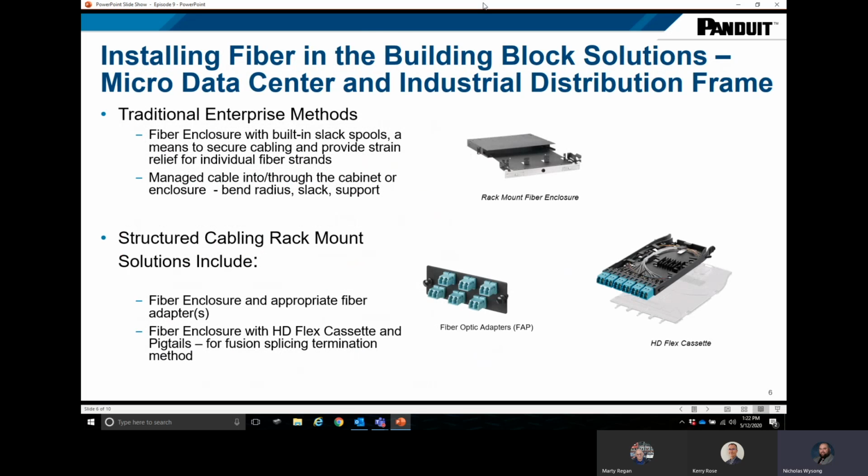The MDC and IDF are pre-configured solutions because they come with the basic building blocks you need to build up your fiber system. They use traditional enterprise fiber enclosures that are housed inside the robust cabinets. With the base enclosure, you can add several different types of adapters or Panduit's HD fiber cassettes. Based on the requirements of the installation, you are not limited to just fusion splicing or mechanical connectors.